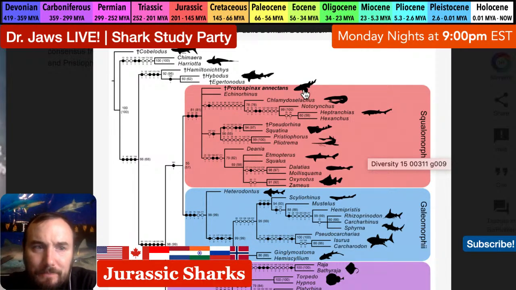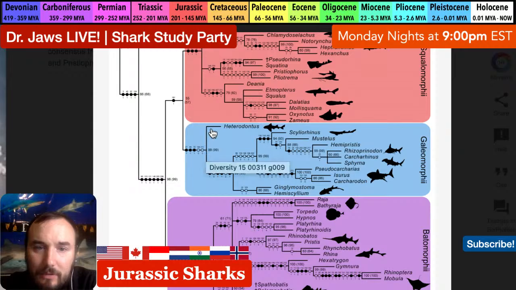So this is saying that it's a very ancient squalomorph. You've got hexanchiforms right here. You've got the angel sharks, squatiniforms here, saw sharks here. Saw sharks and angel sharks are thought to be a monophyletic group, which is pretty interesting. And then you have all the squaliforms here. So dogfish, kitefin sharks, in here.